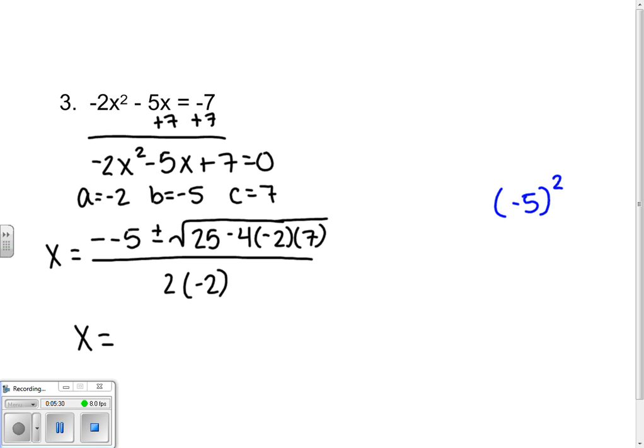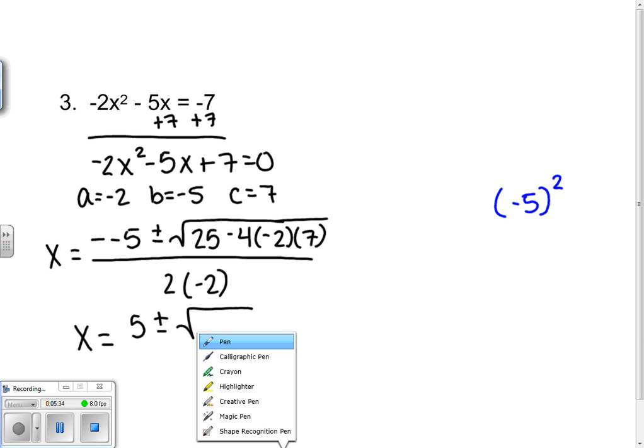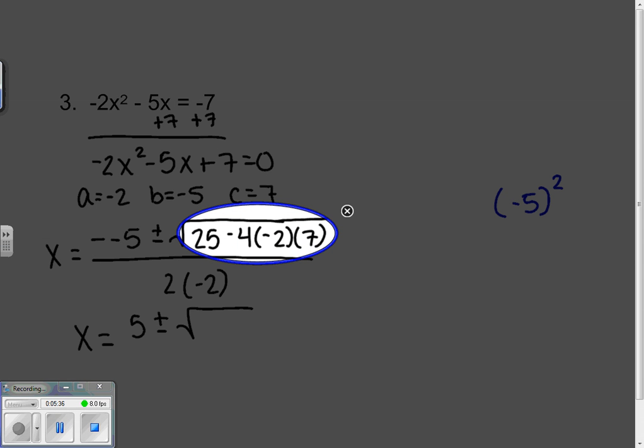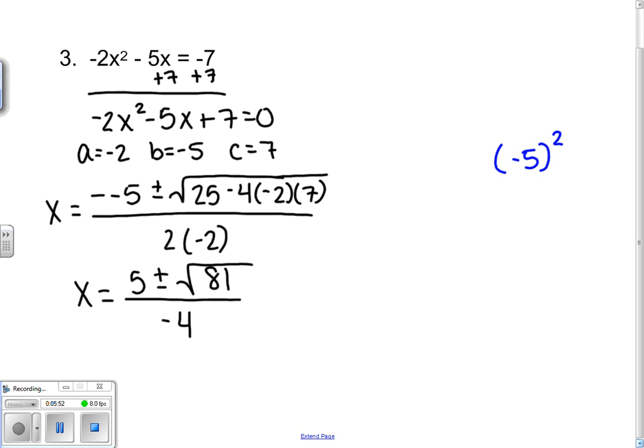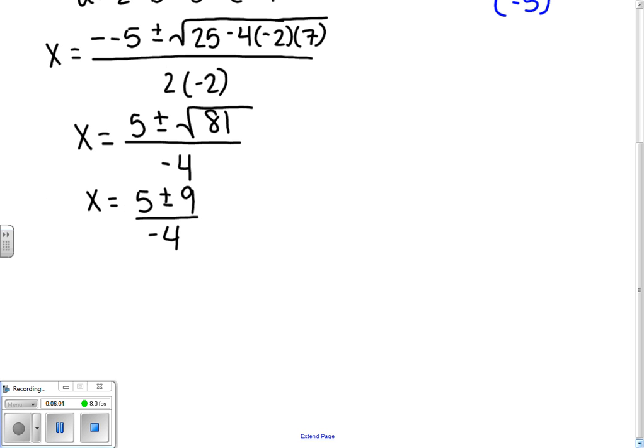So x equals, that -5 turns positive, plus or minus the square root of, and right now I'm focused on all of that. So 25 minus 4 times -2 times 7, which is 25 plus 56, which is 81. So today, these radicals, these square roots, they're going to be pretty, which is what makes it today's lesson. I told you they're factorable. Tomorrow they won't be, or the next day, whenever you look at that video. So just keep that in the back of your mind. That's 5 plus or minus 9. The square root of 81 is 9 over -4.